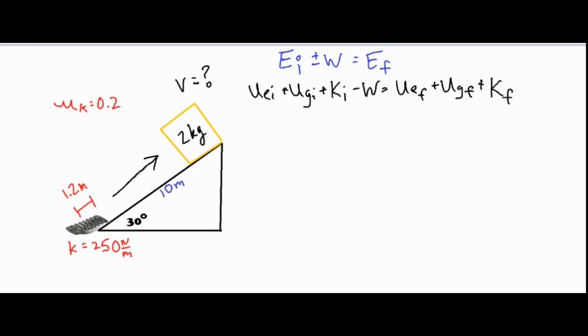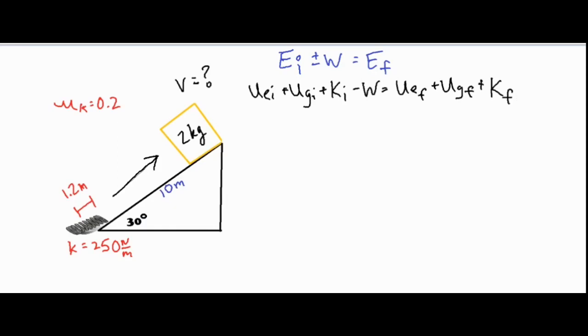All right, so what I did there is I involved the three main types of energy: elastic potential energy, gravitational potential energy, and kinetic energy. And I have initial values for all of them in the beginning at this starting position when it's compressed against the spring. And then we have all of those same things for the final position, which is at the top of the ramp right over here.